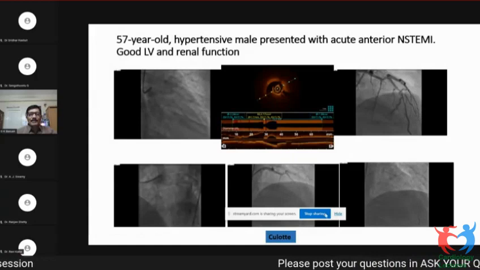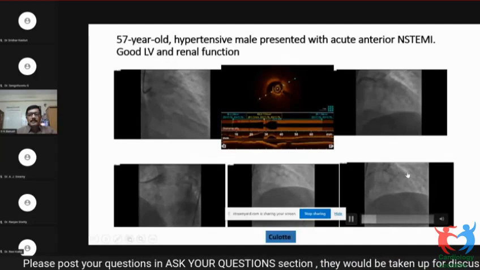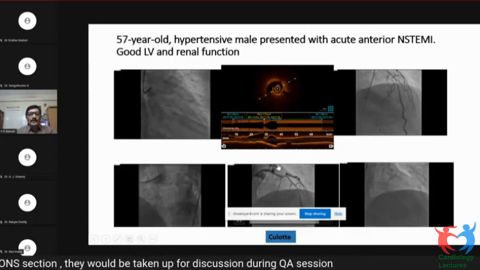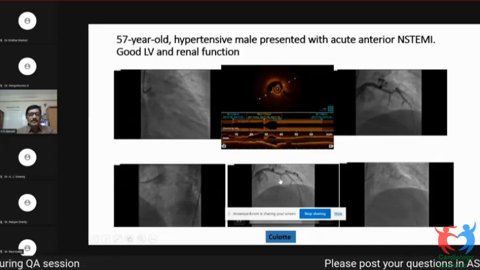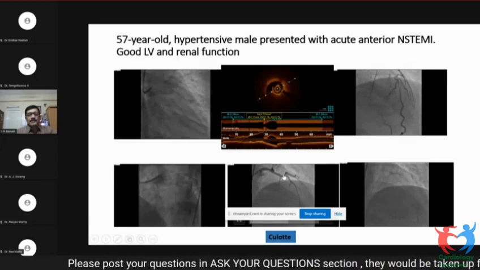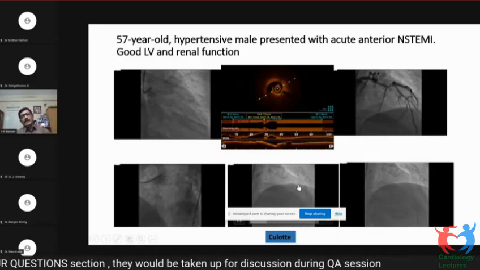This particular bifurcation has two equally big branches. You can see that this diagonal is, in fact, bigger than this LAD angiographically. And proximally, although it should be bigger than this, if you consider the two branches, this is bigger than that. So there is some disease in the proximal, which is why it looks a little smallish here, but it is bigger than that. So we thought both branches are equal. This is an ideal situation where you can go for culotte kind of stenting. So that's what we planned.